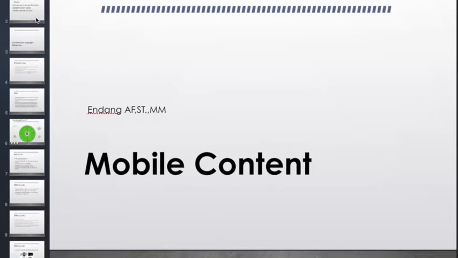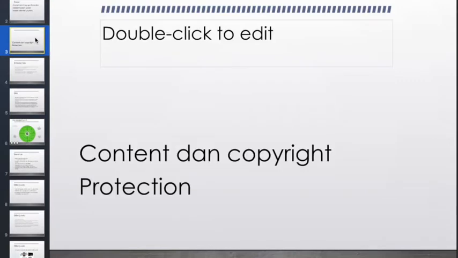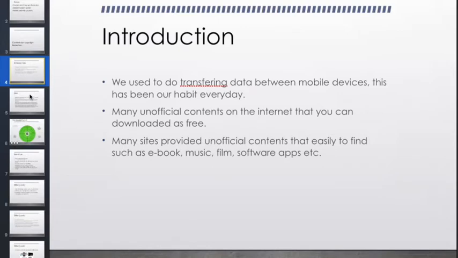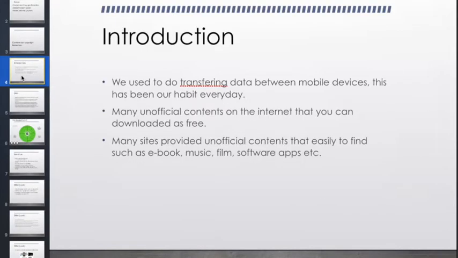So in this chapter there are three main focuses, which are content and copyright protection, mobile payment system, and mobile advertising system. So the first main focus is content and copyright protection. In this subchapter, there will be DRM. It starts with the fact that nowadays people can find unofficial content which is likely to violate copyright rules.